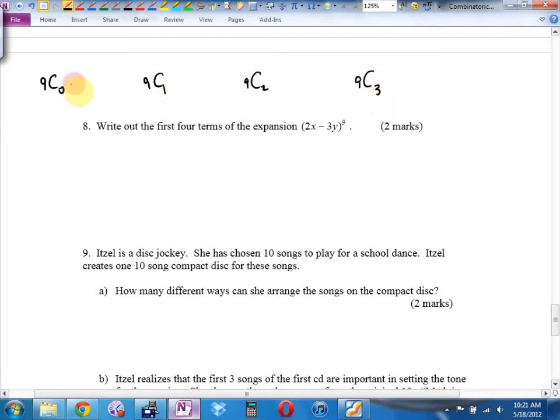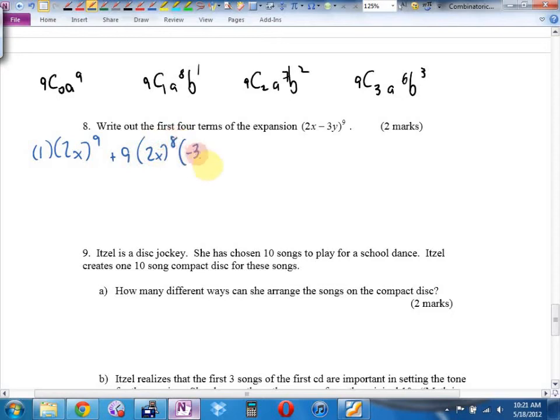So it's going to be a to the 9th, a to the 8th, a to the 7th, a to the 6th. Yes? No b's. 1, 2, 3. Now let's carefully substitute stuff in. 9 choose 0 is 1. A to the 9th is 2x to the 9th. Plus 9 choose 1 is 9. 2x to the 8th, negative 3y, because b is negative 3y to the 1. And this term, I think, is going to become negative later on. Plus, what's 9 choose 2? Oh, okay.